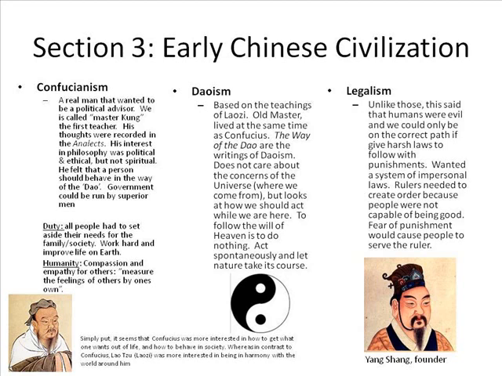Simply put, it seems that Confucius was more interested in how to get what one wants out of life and how to behave in society, whereas in contrast with Confucius, Laozi was more interested in being in harmony with the world around him. So you guys can see the differences in how a government could easily use legalism to control people, because if it gave those harsh laws and looked at you as bad, then it had a way of controlling the population.